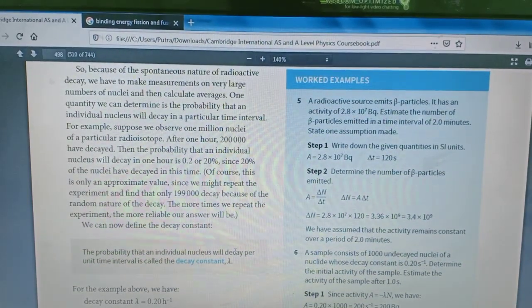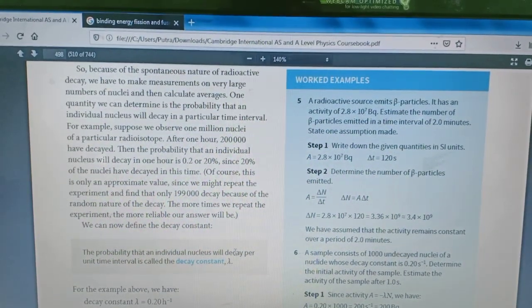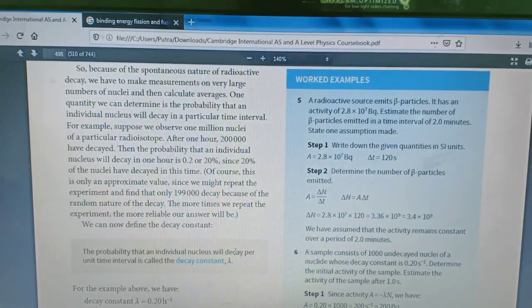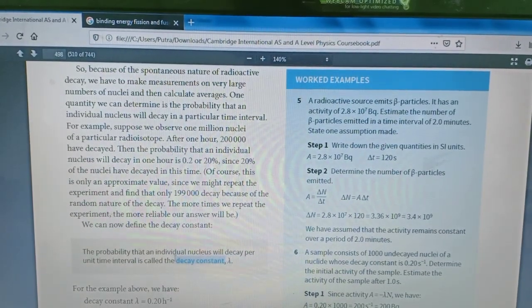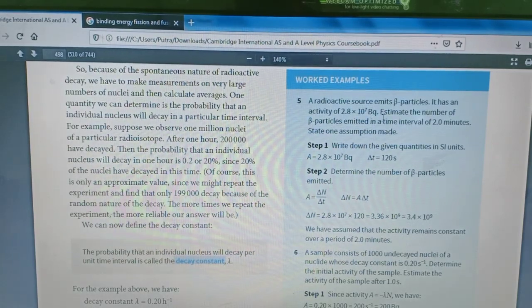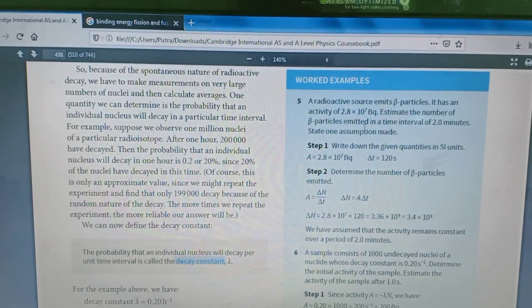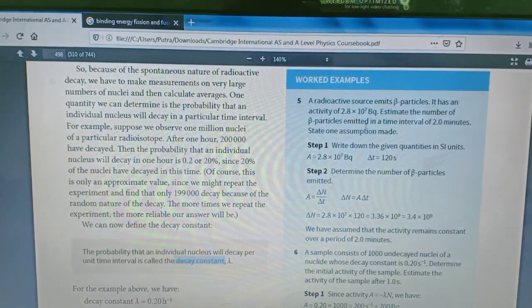For example, a radioactive source emits beta particles. It has an activity of 2.8 times 10 to the power of 7 becquerels. So that is the decay constant, the lambda. Estimate the number of beta particles emitted in a time interval of 2 minutes. State one assumption made. Write down the given quantities.